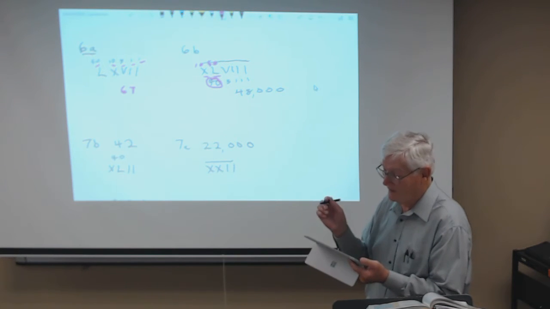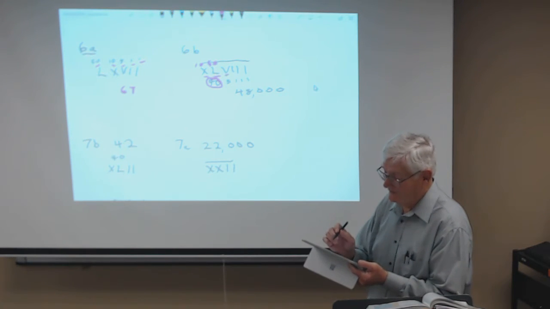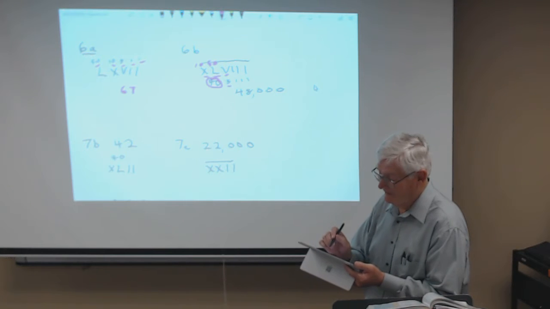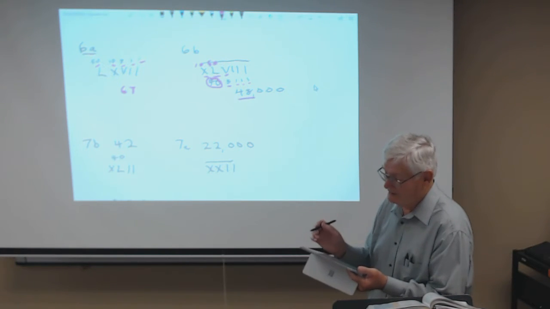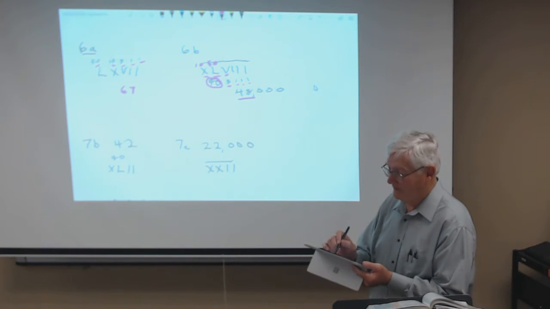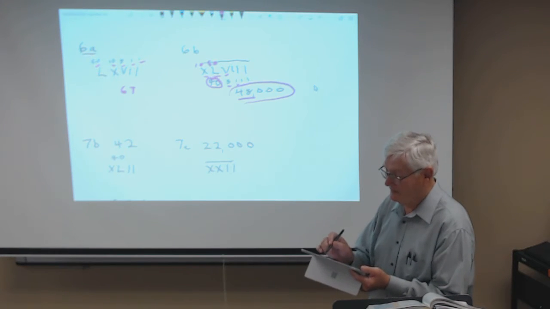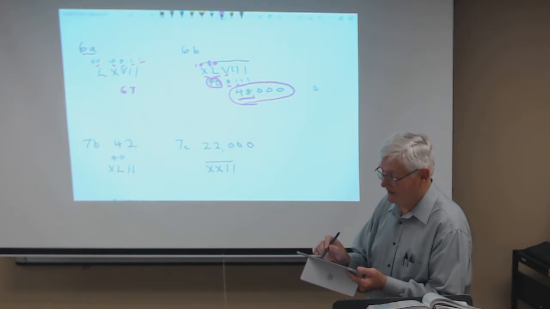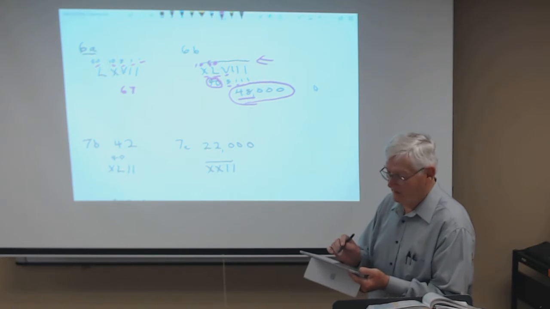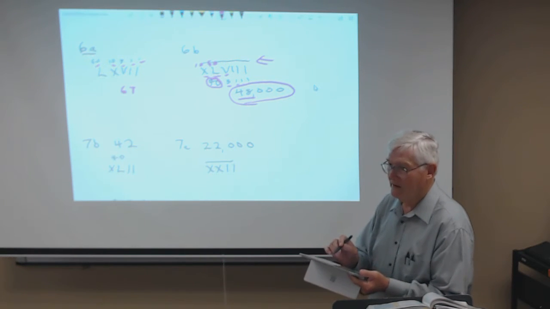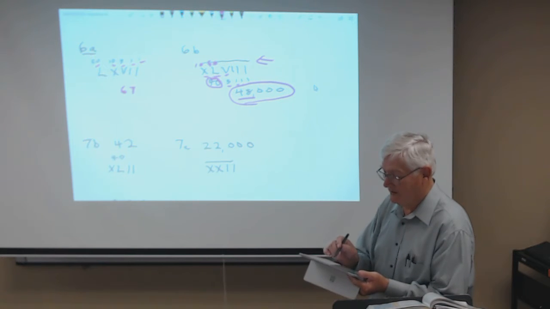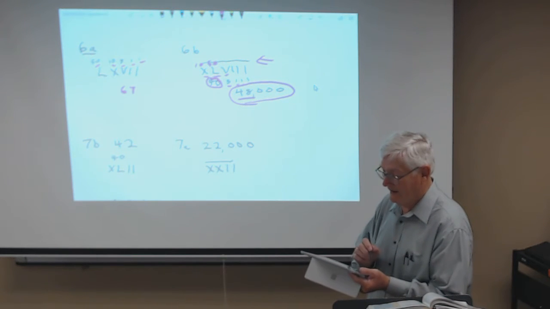Write yourself a note. What's V stand for? 5. And 1 and 1 and 1. So what does that come out to be? 48. Then why did I put 48,000? Because of that line over the top. Whatever the line goes over, you take all of those numbers times 1,000.